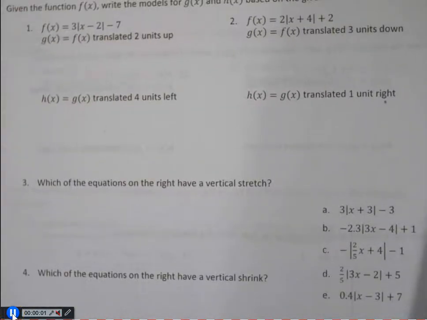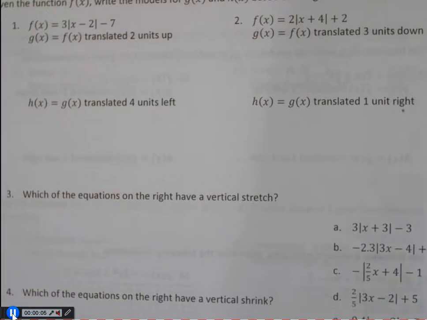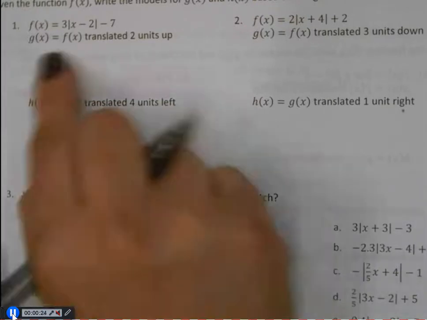Okay, so the way this one's set up is there's 2 of each kind of question, and just like the final, there's 20 different types of questions. So I'm going to work through this today, and then tomorrow I'm going to work through the one on Canvas, the practice test. So number 1 says g of x is f of x translated 2 units up.